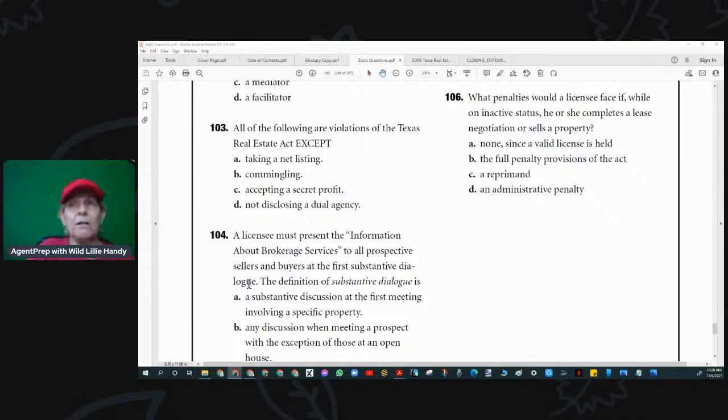Okay, number 103. All of the following are violations of the Texas Real Estate Act except: A, taking a net listing, B, commingling, C, accepting a secret profit, or D, not disclosing a dual agency. So all of the following are violations except one.